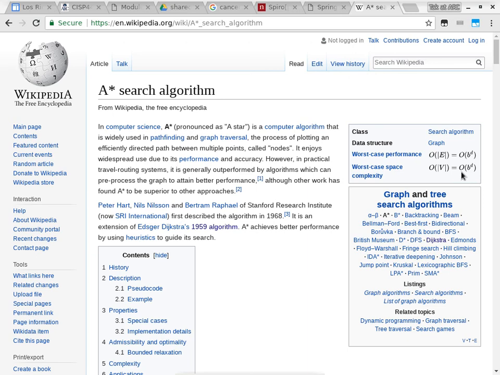Right. In the worst case, the cardinality of E is proportional to the square of V, the cardinality of V. So that means in the worst case, the worst case performance is bound by the cardinality of V squared, because that's the number of edges you can possibly make. Everything is interconnected by edges, and that's basically the worst you can get.